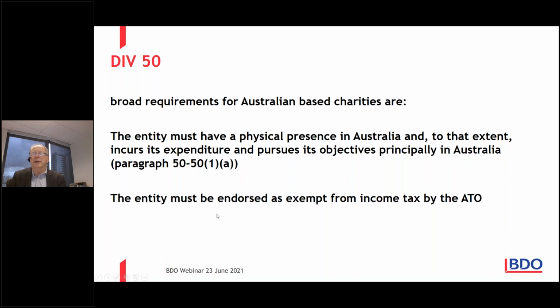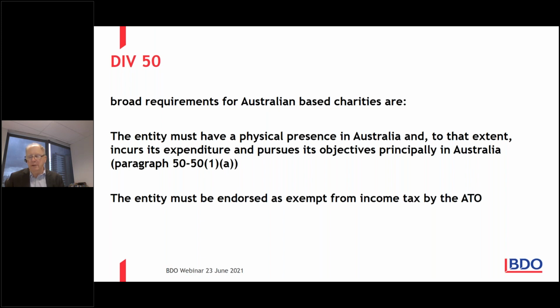So, and they have to be endorsed as exempt for charities. So this is your charities, right? The charity has to have its physical presence in Australia and pursue its objectives. Now, there are categories that they can go and apply to the ATO where they want to do primarily overseas aid, but that's a separate category as such.